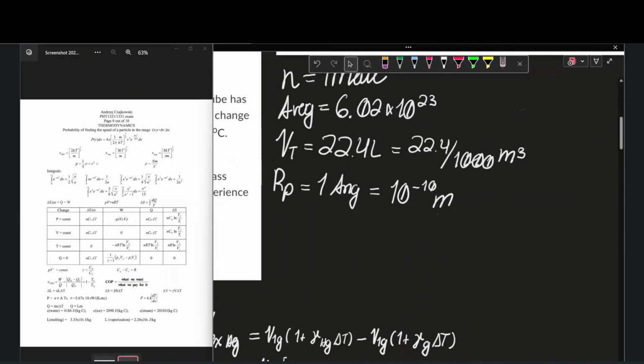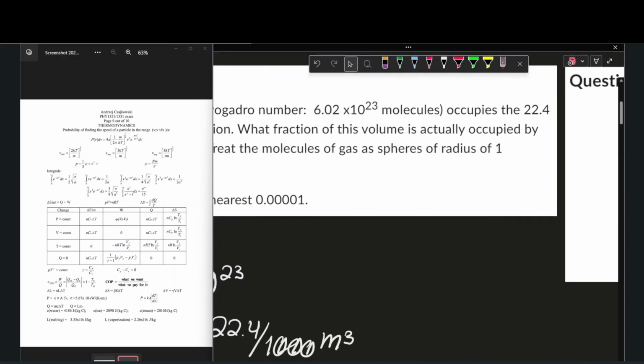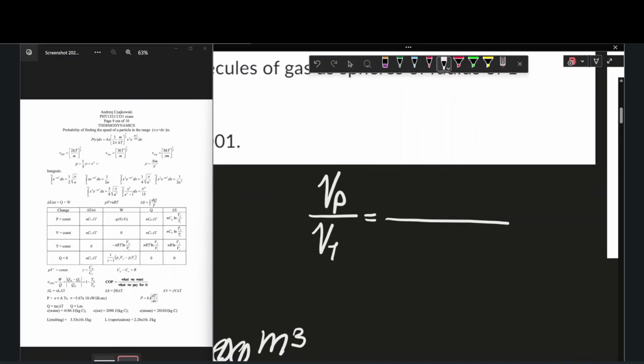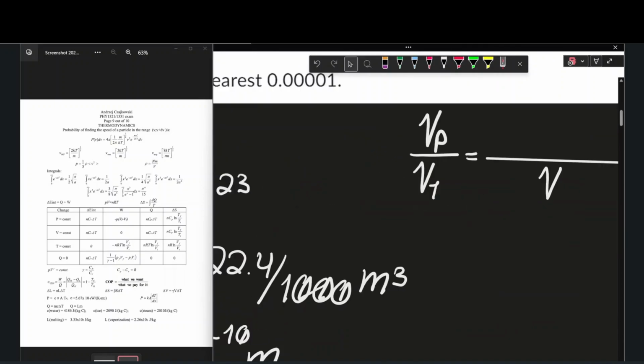Right, so from here, it's a simple question, but you have to be careful with what it's asking for. Immediately, people would go for the total volume, but of course, it doesn't want that. It wants the fraction of the volume occupied. What that means is we want the volume of the particles over the total volume, right? The total volume is the volume of the container.